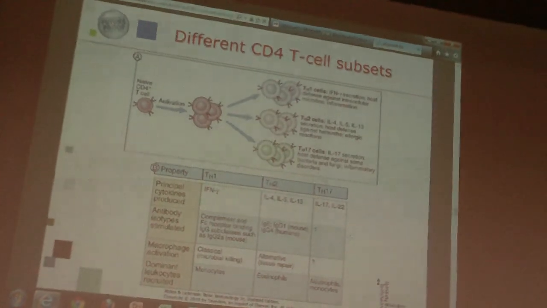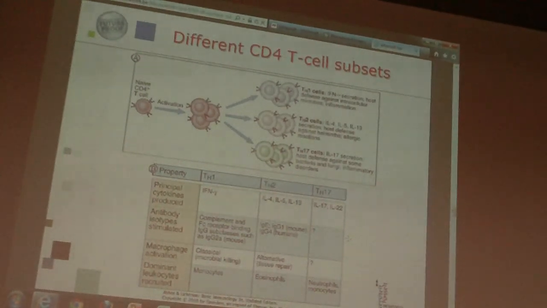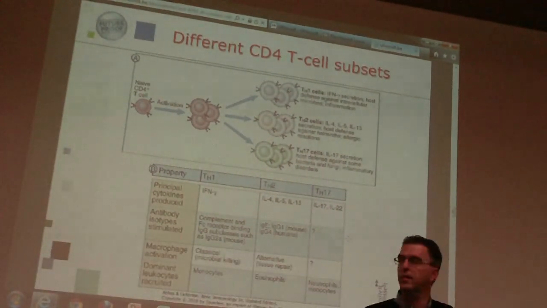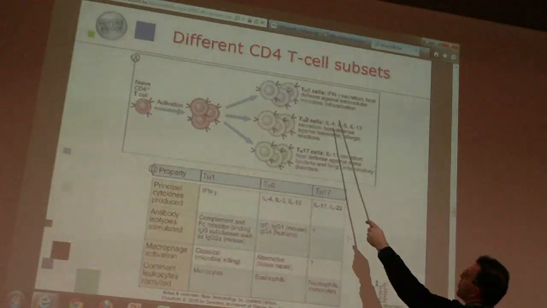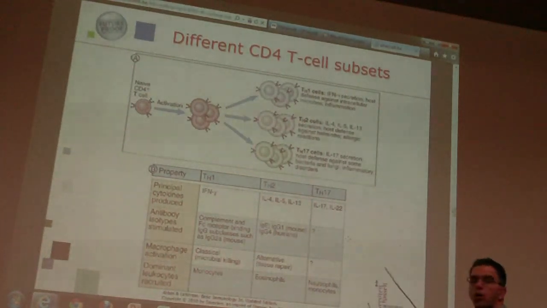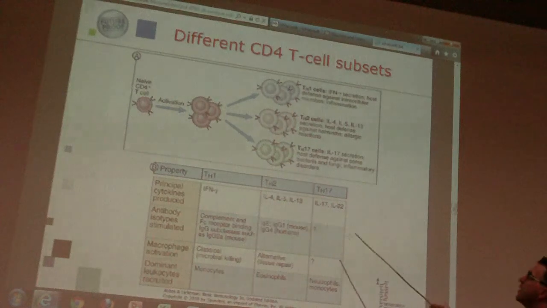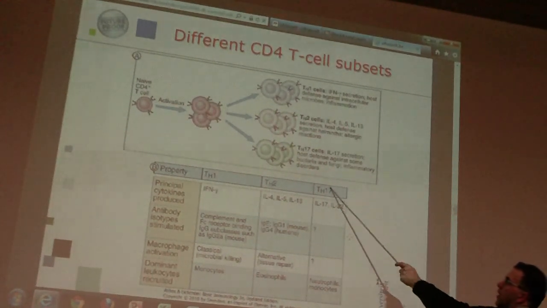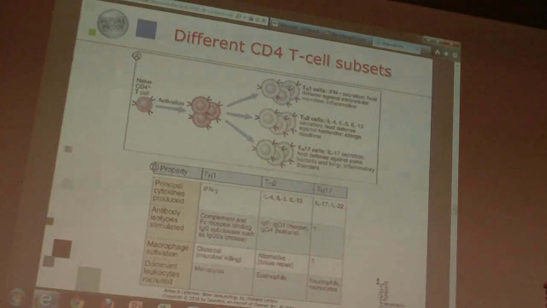Actually, you have 3 different types of T helper cells. Like 5 years ago, we only talked about Th1 and Th2 cells. Th1 cells are those cells that will promote cellular immunity, Th2 cells, humoral immunity, and now there's a lot of attention also for Th17 cells. How are these cells identified? Just based on the cytokines they produce.